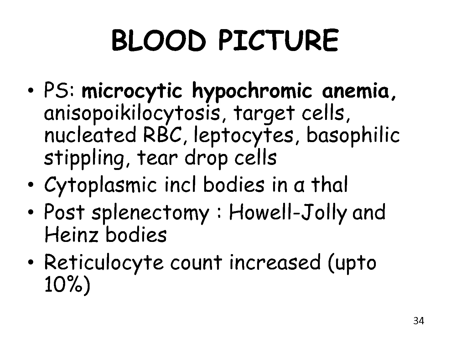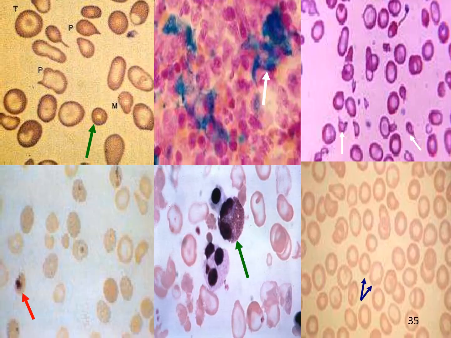In the peripheral blood smear, there will be microcytic hypochromic anemia, anisopoikilocytosis, target cells, nucleated RBC, leptocytes, basophilic stippling, teardrop cells. There will be cytoplasmic inclusion bodies, especially in alpha thalassemia. In post-splenectomy cases, there will be Howell-Jolly and Heinz bodies. Reticulocyte count may be increased, maybe up to 10%. This slide shows the blood smear picture of thalassemia.